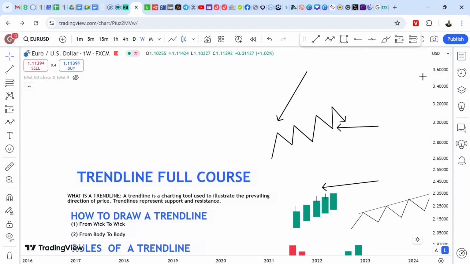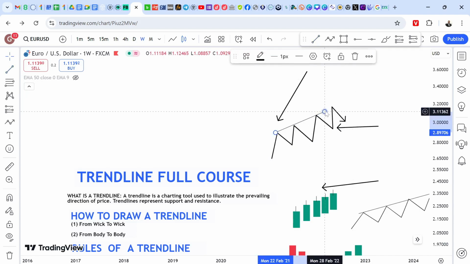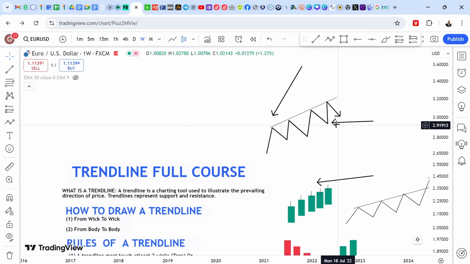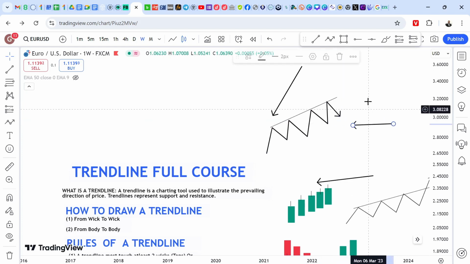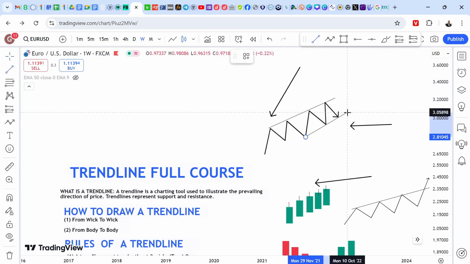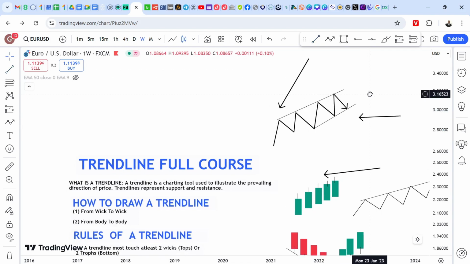Now a valid trend line must touch at least 2 connecting dots together, right? It must touch two of these wicks together. If I draw from wick to wick or body to body, did you understand? So one of the rules of a trend line is it must touch two wicks or two troughs. Did you see that? That is when you will know that your trend line is valid.